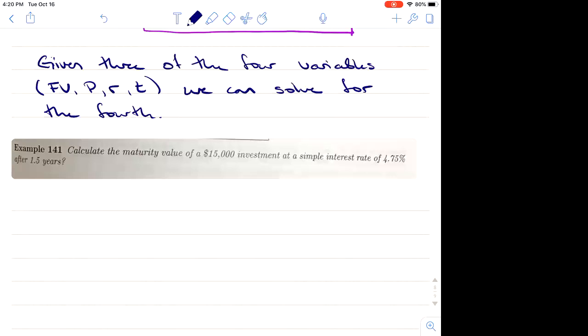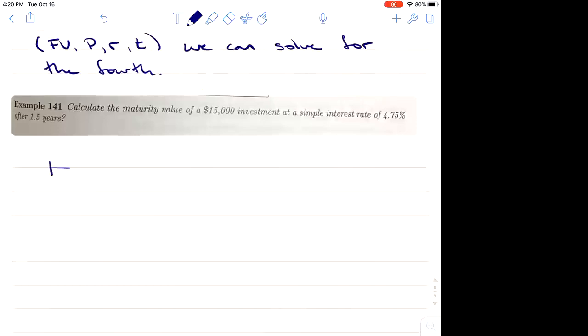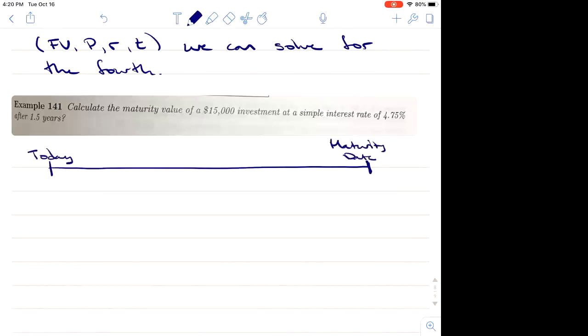I know I have to start with something like this. And even though I don't know the beginning date and the end date, that's okay. We can just say something like today and later, or let's call it the maturity date. I like today and later, or now and later, but let's be proper and call it the maturity date.